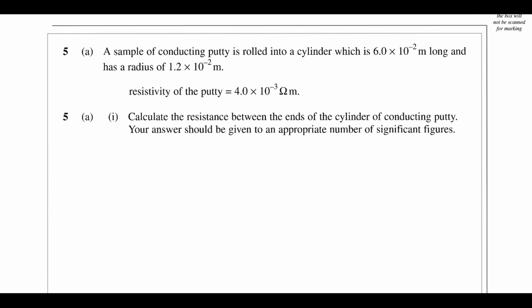Okay, so we've got a sample of conducting putty, and it's rolled into a cylinder, and we've got its length, we've got its radius, and we've got its resistivity. So you want to know what the resistance is. So resistance is resistivity times length divided by area. That's resistivity times length divided by pi r squared.